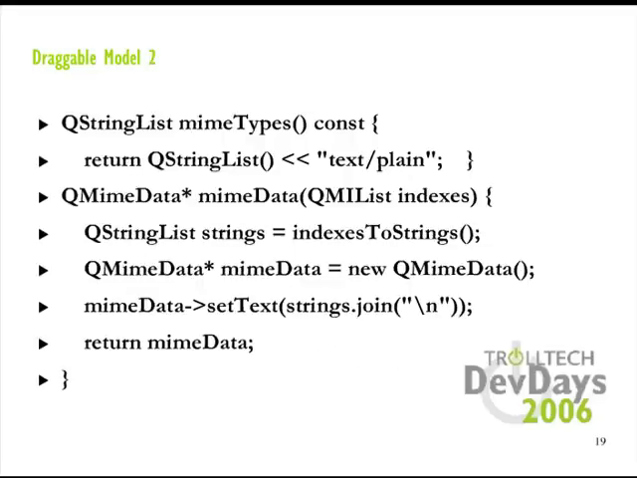So, if you want to drag something, you have to give the data. And in this case, we're using a string list, as I told. So all we need to drag is a few strings. So the first thing we have to do is tell which MIME types we can actually return.